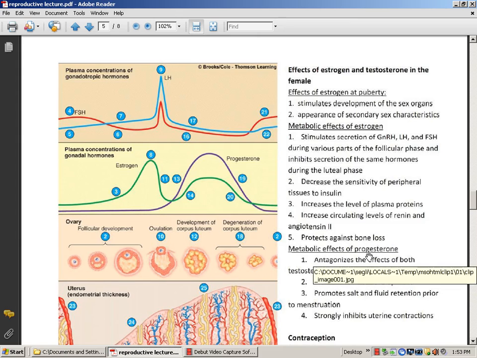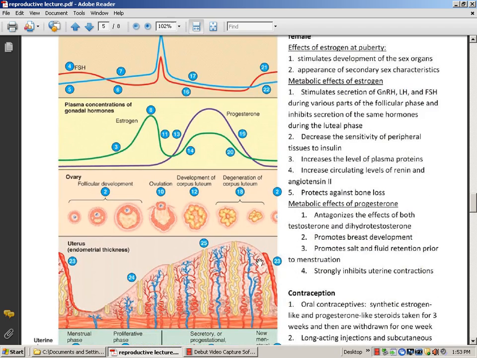Then the effects of progesterone: it antagonizes the effects of both testosterone and dihydrotestosterone. And what else should you put in here? It antagonizes what female hormone? Estrogen. Progesterone turns down all of her masculine characteristics, which actually kind of sucks because these masculinizing hormones give her a sex drive. Why would she have decreased sex drive during this phase?